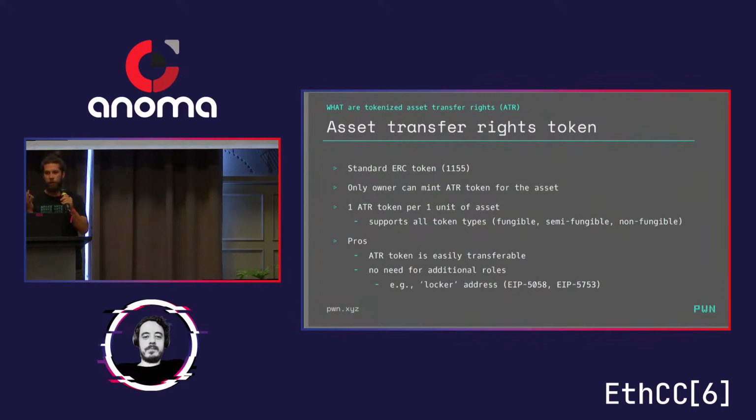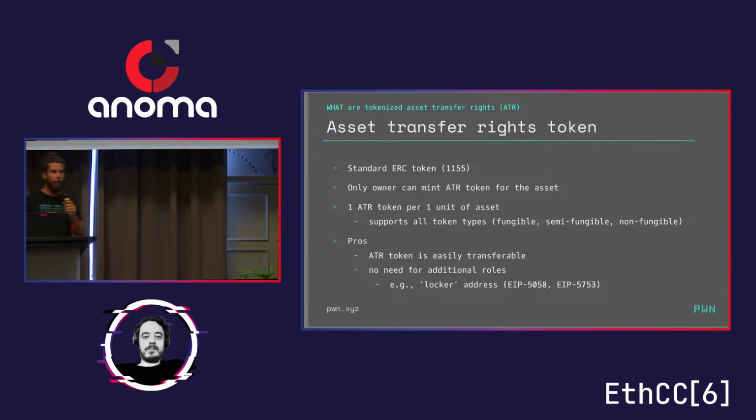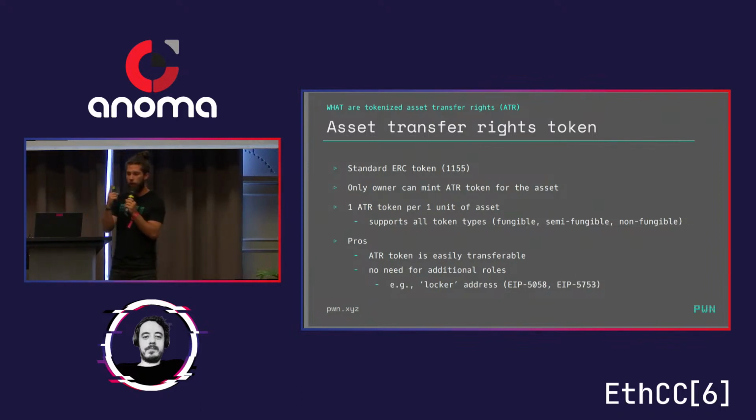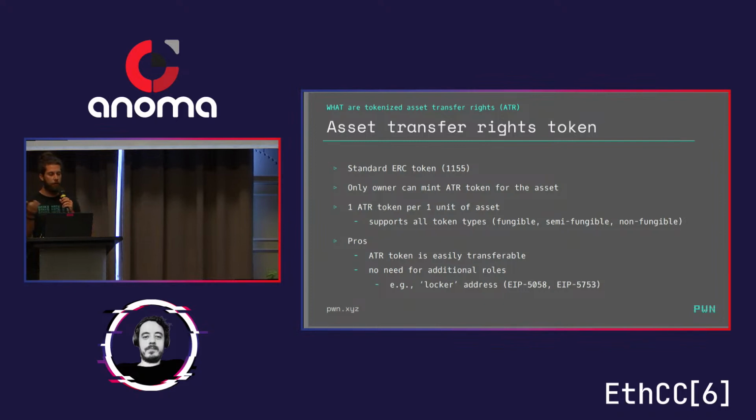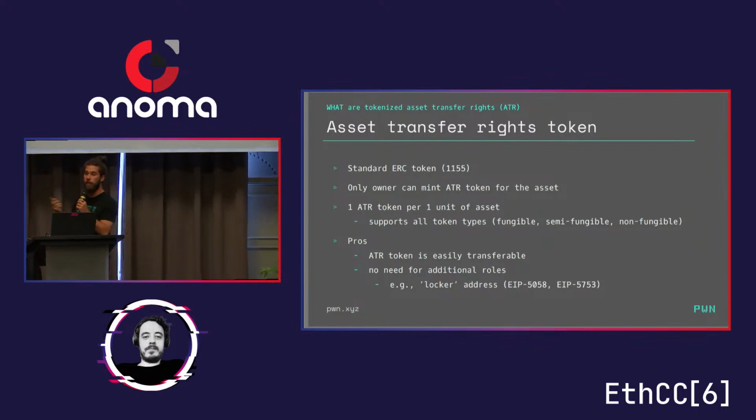This ATR token is a standard token, so any DeFi protocol knows how to transfer it and how to store it, and only the owner can mint this ATR token. And we have only one ATR token per 1 unit of asset. Why am I saying per 1 unit of asset? Because it doesn't work just for NFTs, but also for semi-fungible and fungible tokens. So the advantage of that, the pros of that, is that the ATR token is easily transferable, and there is no need for an additional role as a locker. And if you are familiar with EIP 5058 or 5753, that's more or less exactly what they are doing.